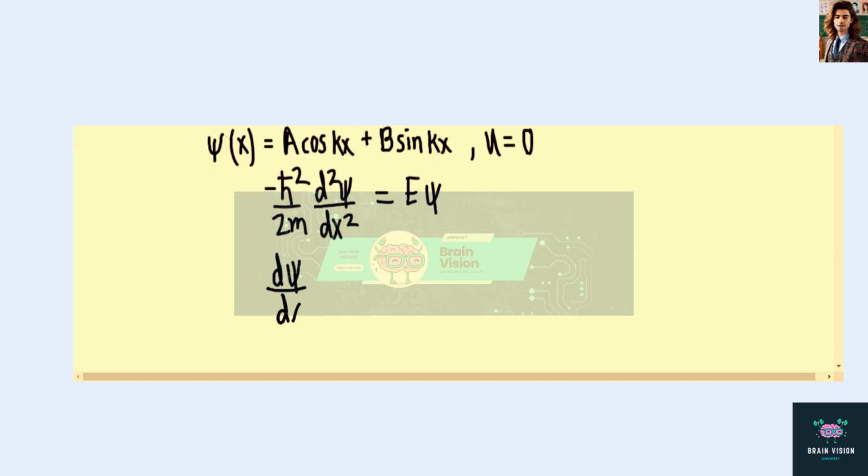So dψ/dx, the first derivative, is negative k times a sine of kx, because the first derivative of a cosine is a negative sine. And similarly, the first derivative of a sine is a cosine. So here we have k times b times cosine of kx.